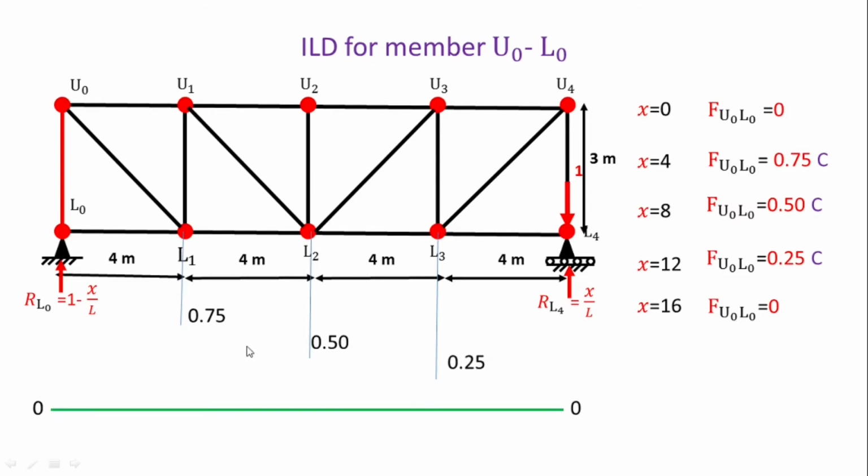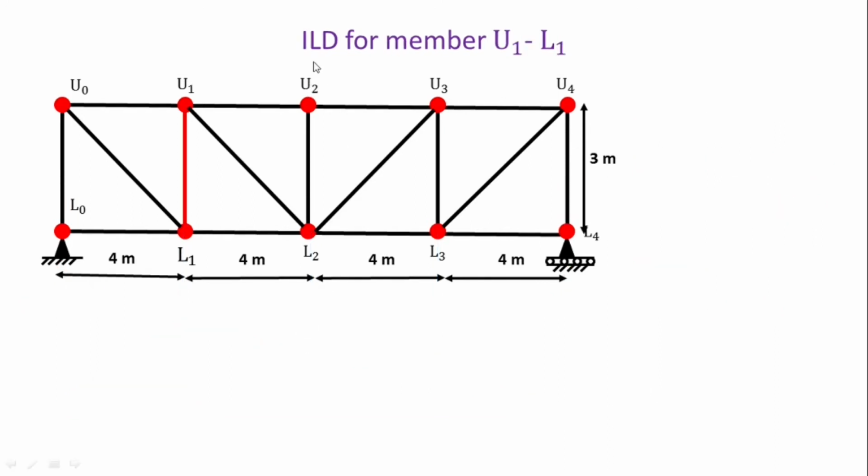Now join this 0 to 0.75 and this 0.75 to 0. Now we are considering this compressive as positive, that is why it is above the line, and that is why it is positive. So this is the ILD for the member U0L0.